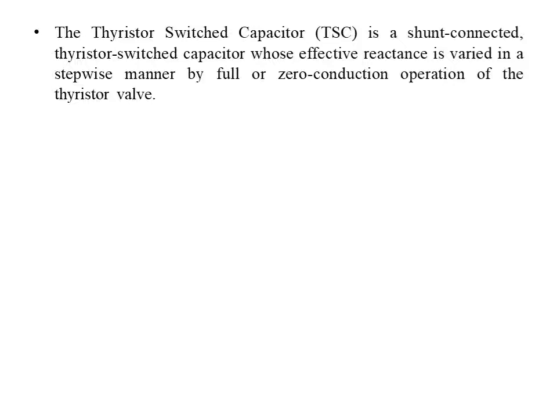Thyristor switched capacitor. The previous one was inductive. In this type of compensator we will have a capacitor bank. A thyristor switched capacitor is a shunt connected thyristor switched capacitor whose effective reactance is varied in a stepwise manner by full or zero conduction operation of the thyristor valve. So by just controlling the capacitance, we can control the power flow.